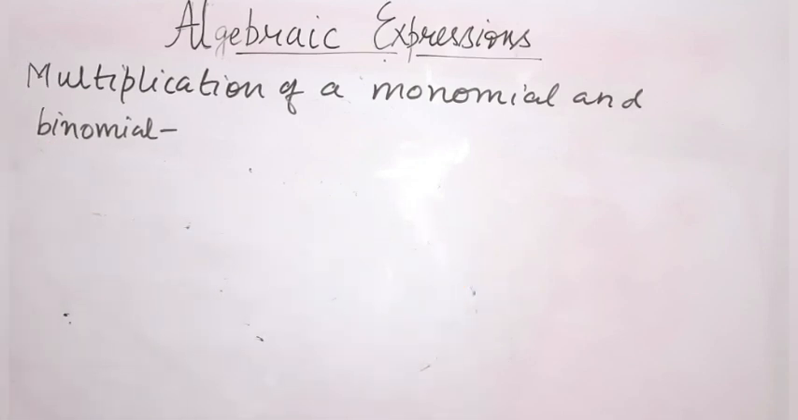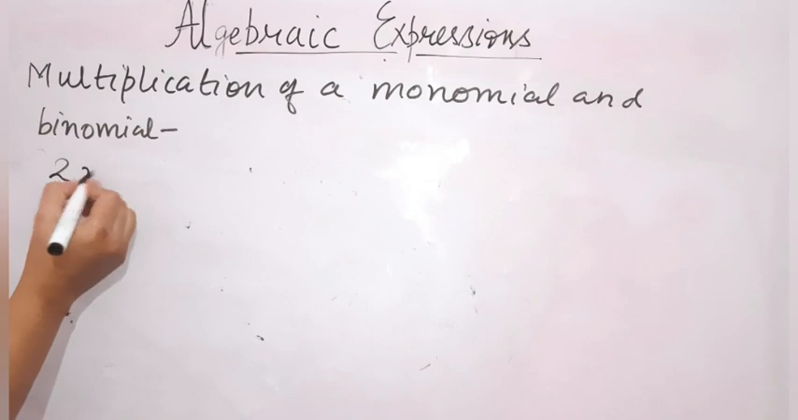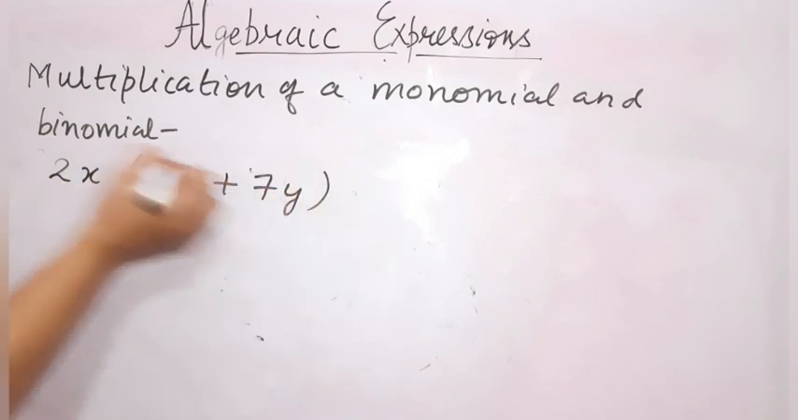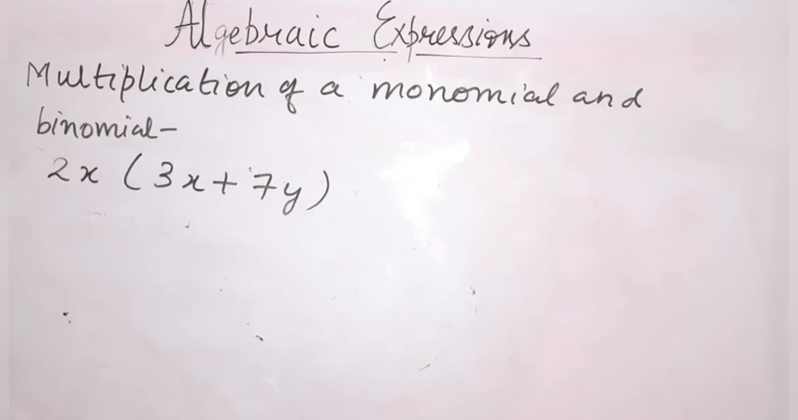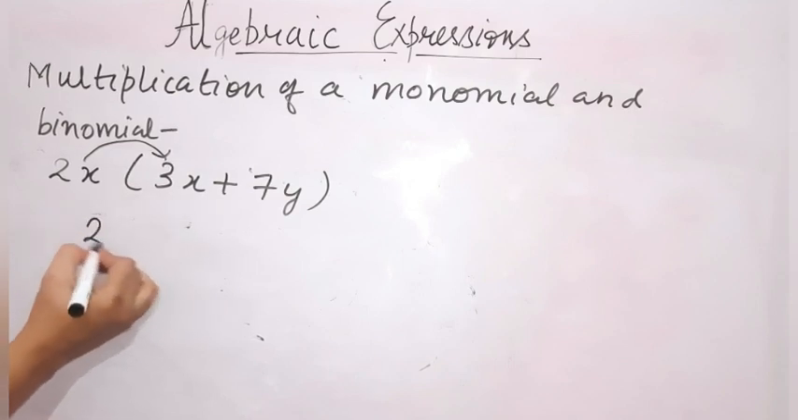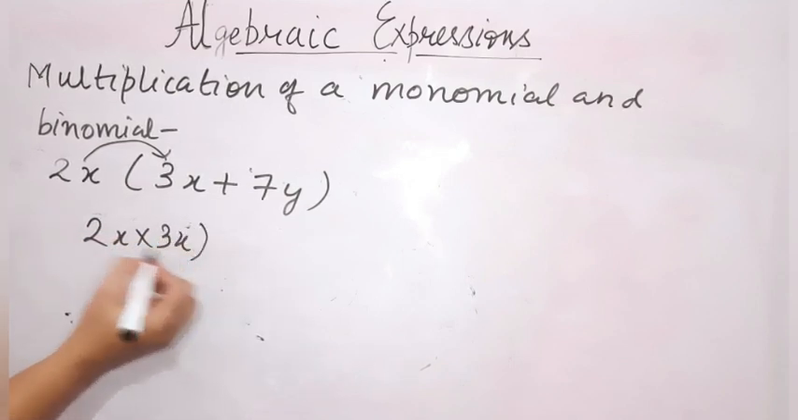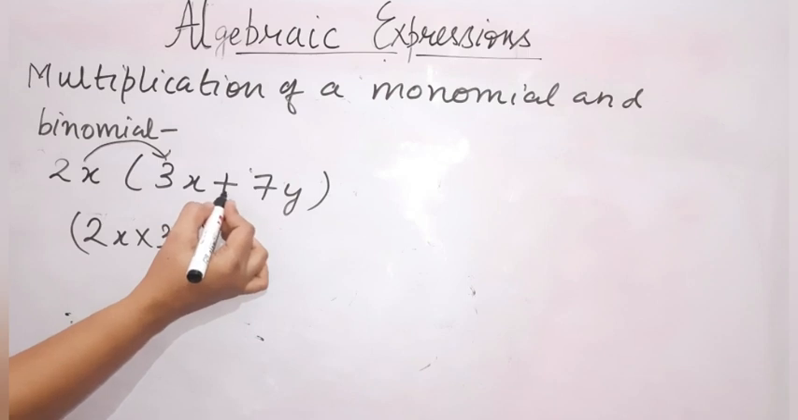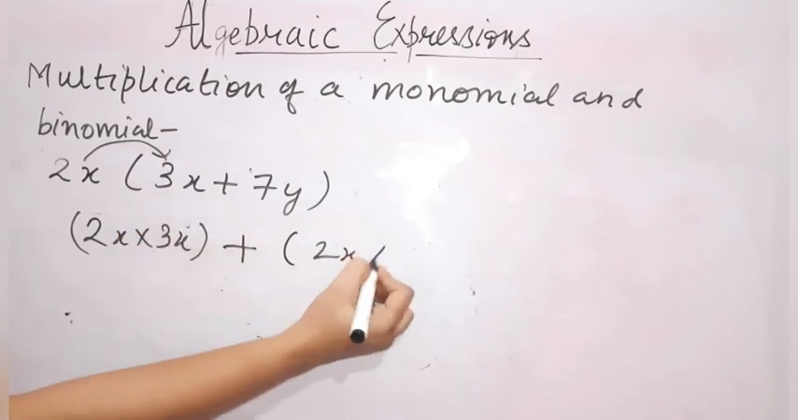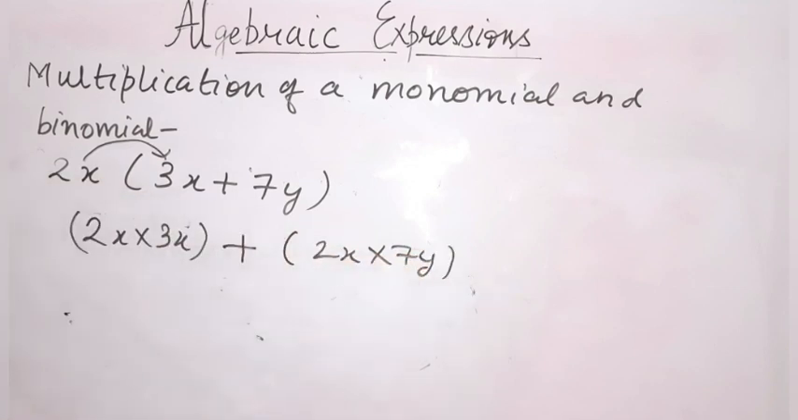Okay, so for example, if you have to multiply a monomial by a binomial, how will you proceed? For example, you have to multiply 2x by 3x plus 7y. How will you proceed? The 2x will be multiplied once by 3x. So 2x multiplied by 3x within bracket, since it is a positive sign, so positive sign. Now 2x multiplied by 7y. Done? So this is how you have to multiply.